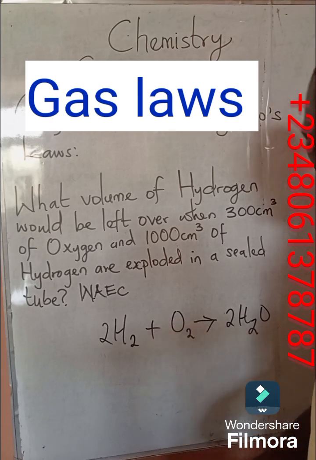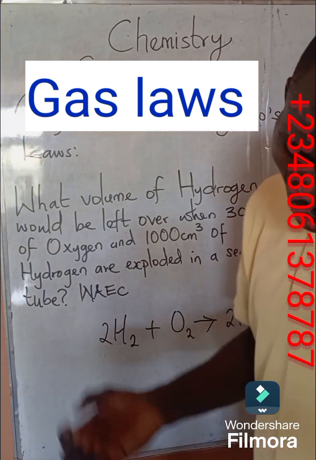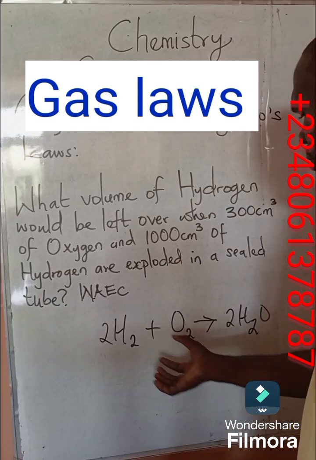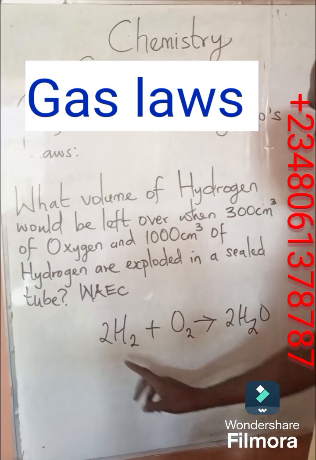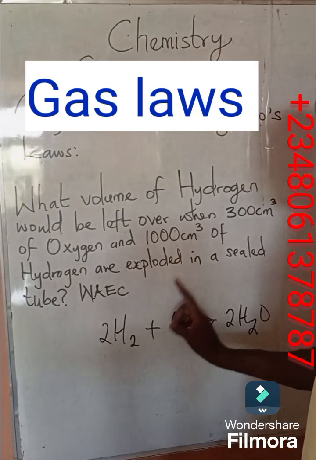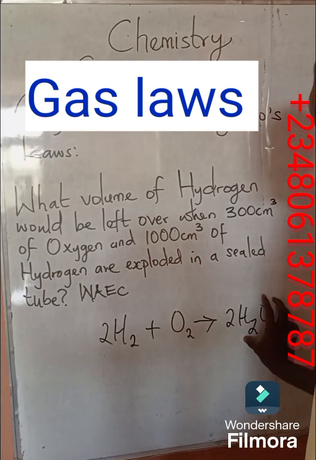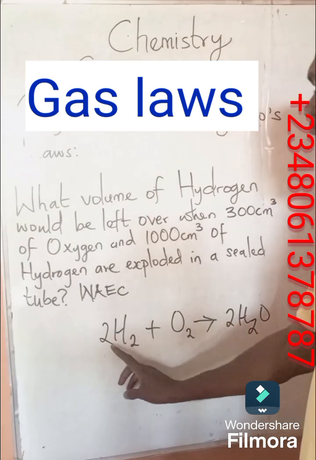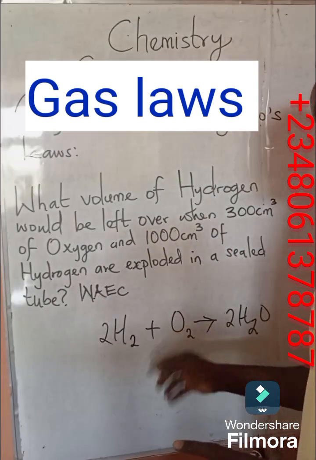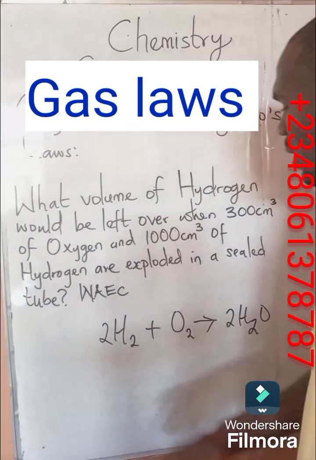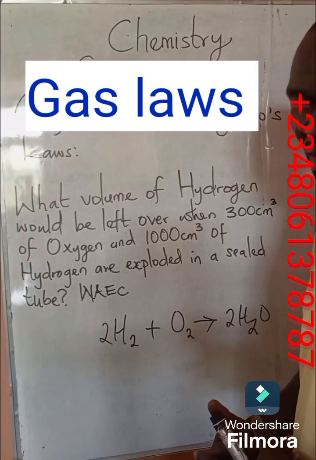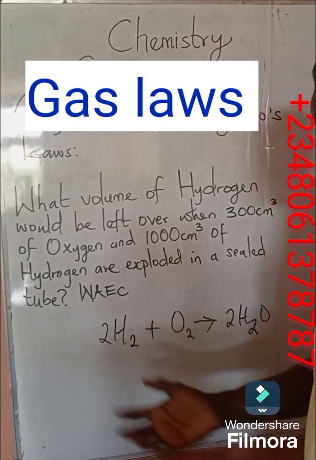Now, what Avogadro's law is saying is that equal volume of all gases at the same temperature and pressure contain the same number of molecules. So these 2 moles of hydrogen must react with 1 mole of oxygen before we can form 2 molecules of water. Which means that if you react just 1 mole of hydrogen gas plus 1 mole of oxygen gas, you will not get water. It must be 2 molecules of hydrogen gas that will react with 1 mole of oxygen gas that will give you water. That's what the law is talking about.